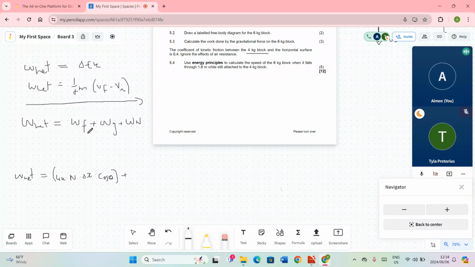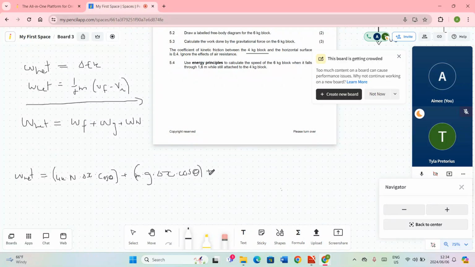Then we say the work done by gravity, which is going to be mass times gravitational acceleration times our change in x, or in this scenario, our change in y, times cos theta, plus the work done by normal force, which is 0. Okay?